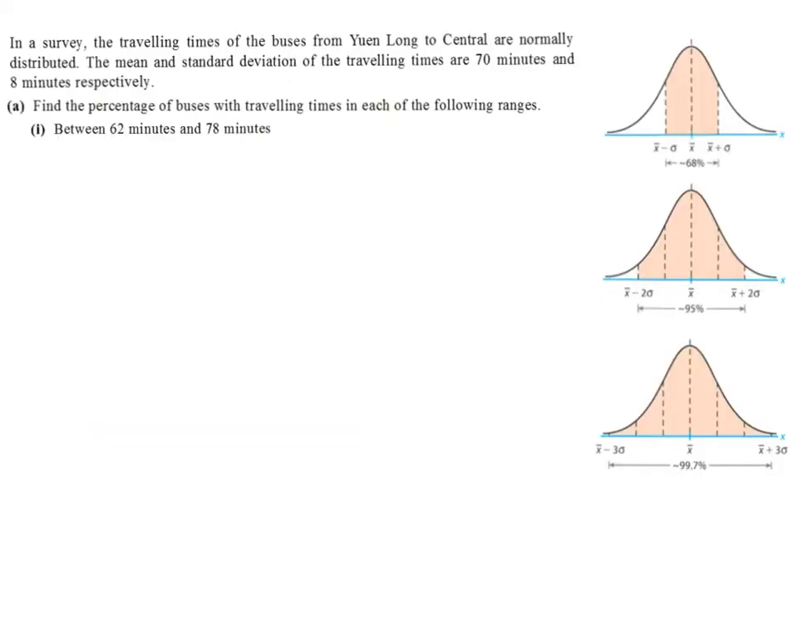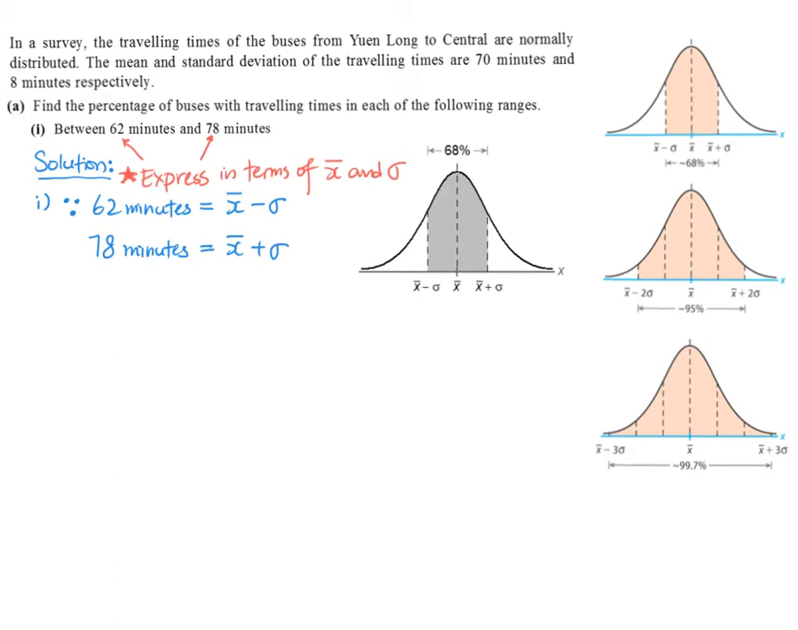So let's use this information to do this problem. In the survey, the traveling times of buses from Yuen Long to Central are normally distributed. The mean is 70 minutes. The standard deviation is 8 minutes. So we've got this information, and we want to find the percentage of buses with traveling times between 62 and 78 minutes. To do this, we have to express the 62 and 78 in terms of the mean and the standard deviation right here.